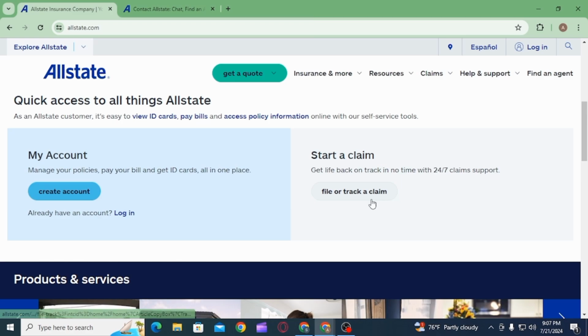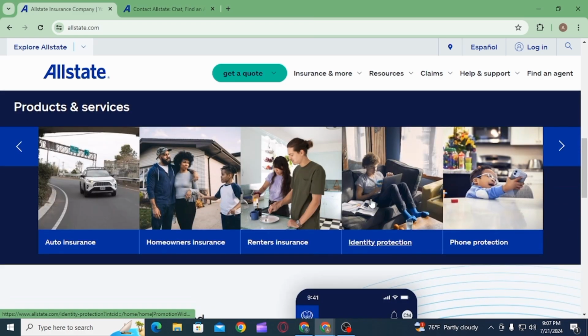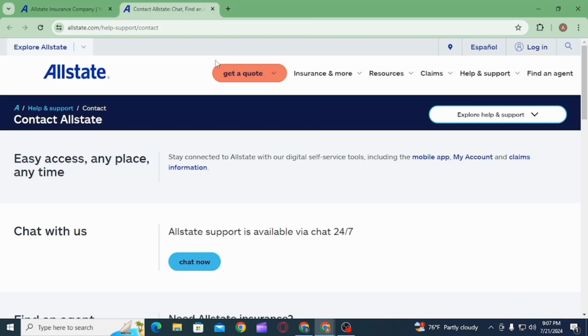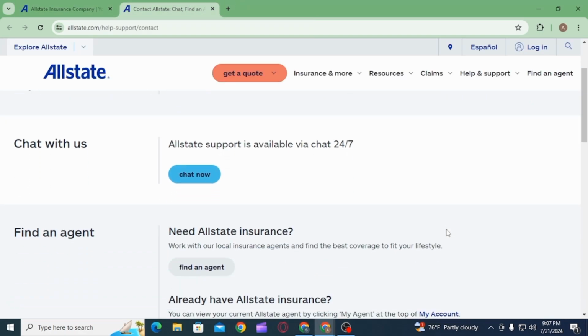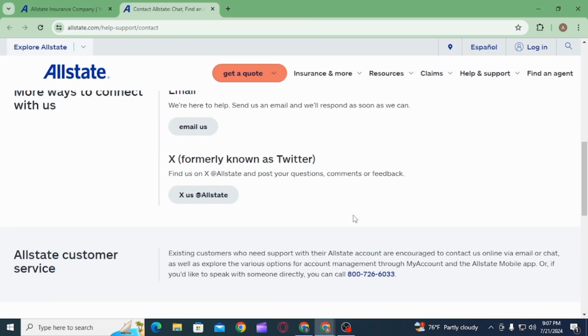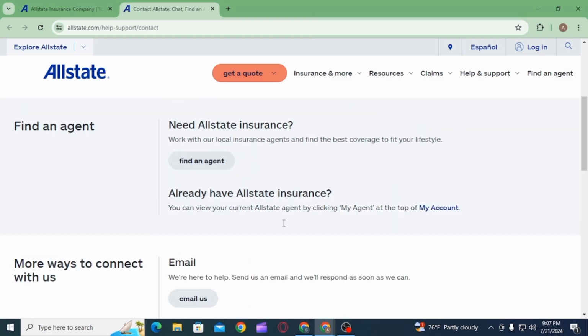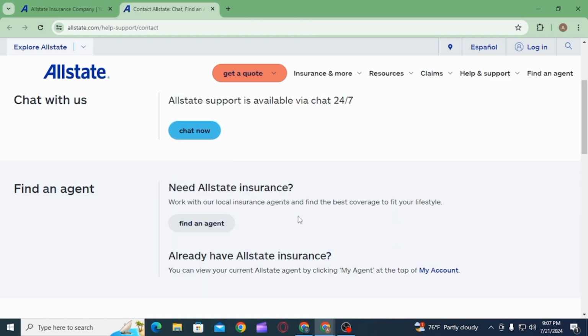This can include potential fees, required notice period, and refund eligibility. Have your policy number and personal details ready. Now, there are many ways on how you can cancel your auto policy. The most direct way is to contact the customer service. You can chat with the customer service, or you can also call the customer service. The phone number is available on the Allstate website itself.